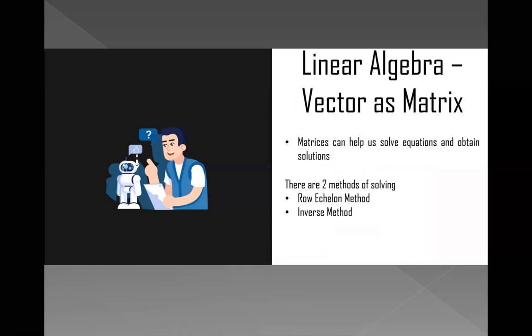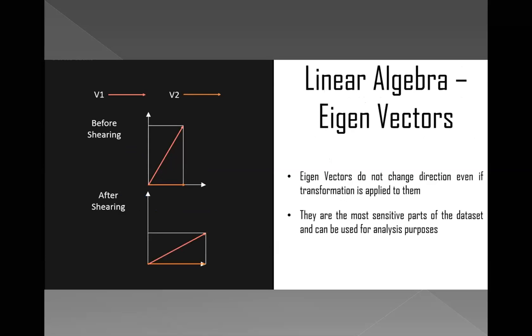So in the case of vectors and matrices, we have already studied this. We all came across it in our school days. We have two different methods, the row echelon method and the inverse matrix method. I am not going deeper into that, as we have to concentrate more on this slide.